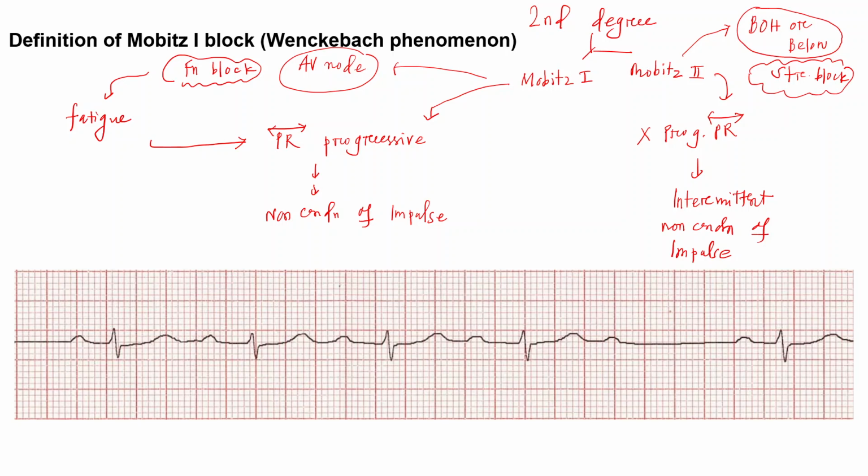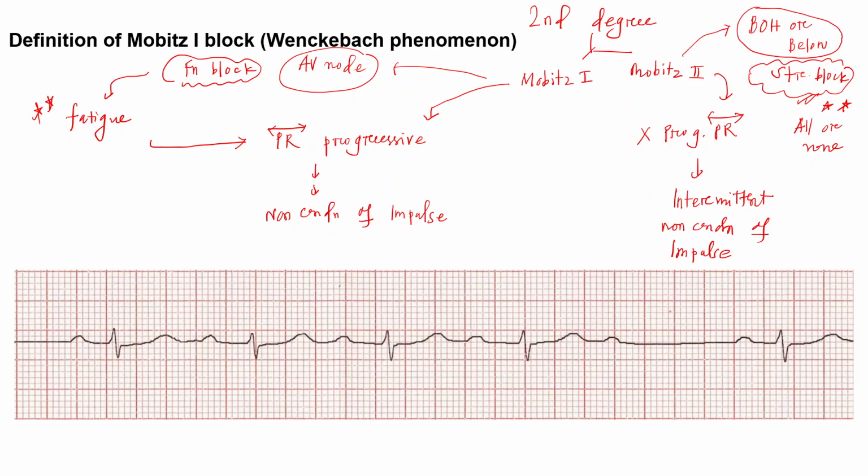Because type 1 is a functional block, it is easy to treat, and most of the times it is reversible also. But type 2, because there is a structural block, most of the times it may not be reversible, and it can go to higher order blocks. So because there is a structural block, there is no concept of fatigue. Fatigue concept is not there, but fatigue concept is there in type 1 because it's a functional block. In case of type 2, it is a structural block. There is no concept of fatigue. Here the concept is all or none. So either they will conduct properly or they will just stop conducting.